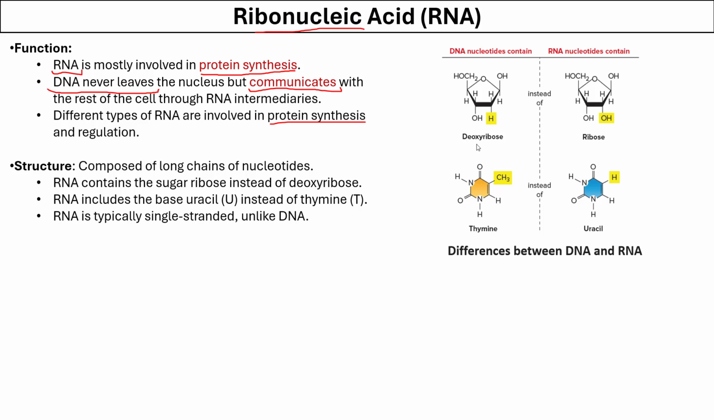RNA has some differences from DNA. One, RNA is a single strand structure and DNA is a double strand structure. The sugar backbone is different. DNA has deoxyribose sugar and RNA has ribose sugar. As you can see, there is one oxygen less in DNA than in RNA. So it's a deoxy form of ribose. The other difference is that instead of thymine of DNA, you have uracil in RNA.